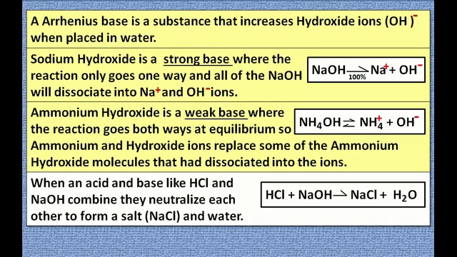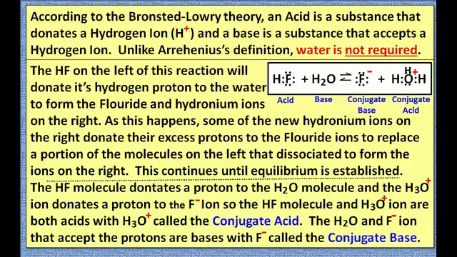When an acid and base like hydrogen chloride and sodium hydroxide combine, they neutralize each other to form a salt, sodium chloride, and water. According to the Brownsted-Lowery theory, an acid is a substance that donates a hydrogen ion, and a base is a substance that accepts a hydrogen ion. Unlike the Arrhenius definition, water is not required.